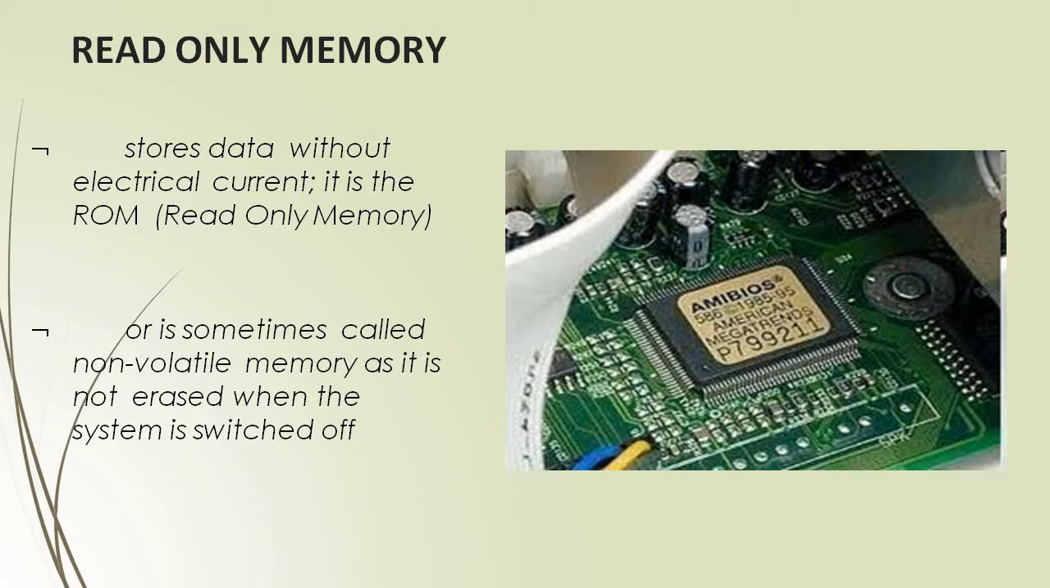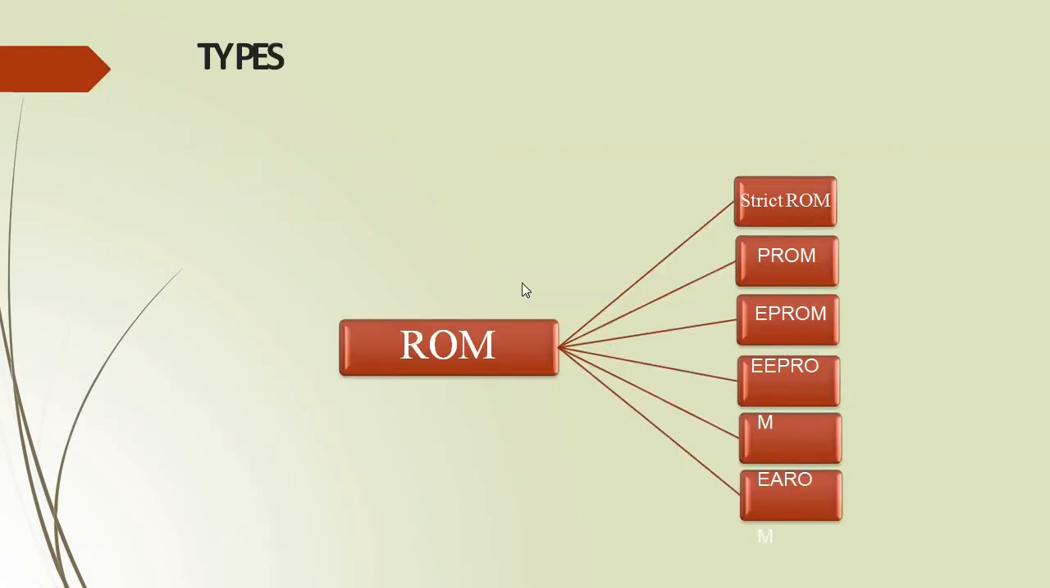It is also known as permanent memory because the data is not erased when the system is switched off. Here are the types of ROM: static ROM, PROM, EPROM, and EEPROM. EEPROM, erasable memories, are types of ROM.